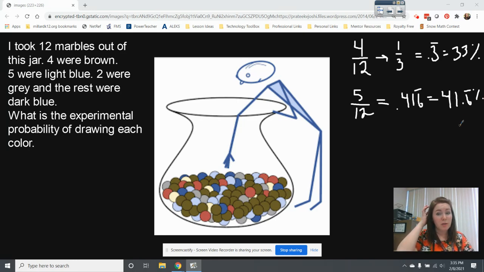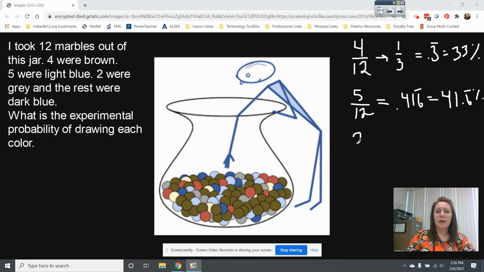Now, if we look at this picture, there's way less light blue marbles than there are brown marbles. So we would have thought, theoretically, that we'd get light blue less often than we got brown. But as chance happens, right, we ended up drawing more light blue marbles than we did brown. So in our experiment, about 42% of the time, we got light blue. Does that mean 42% of the marbles are light blue? No, that's not what it means. It just means that in this experiment, we happened to get a bunch of light blue.